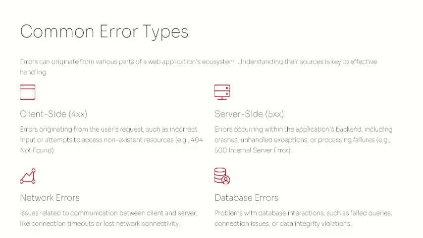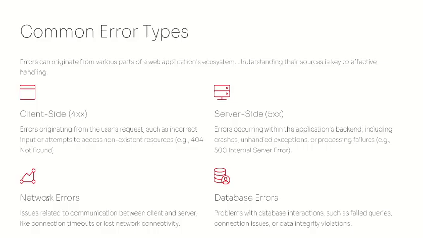Okay. Next we will go to the server side errors. Here, errors occurring within the application backend, including crashes and unhandled exceptions or processing failures. I will simply explain this as, these are on us, the developers. Maybe a bug in our code or a server crash. The classic one is 500 internal server error. So when we have a bug in our code or a server crash, we can see that 500 internal server error. So let us move into the network errors.